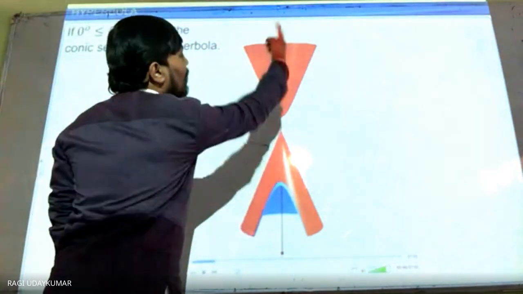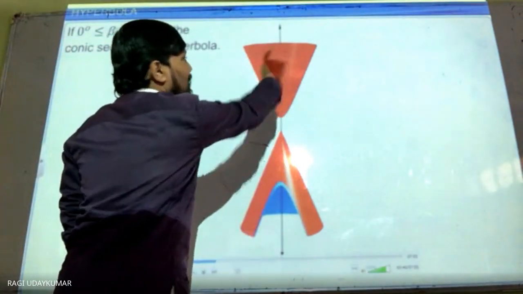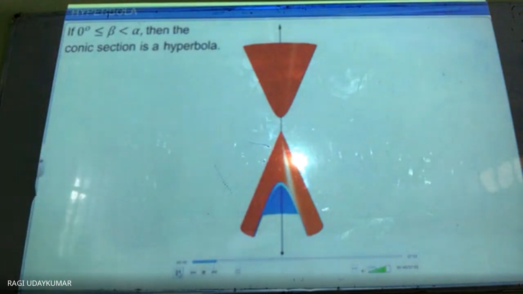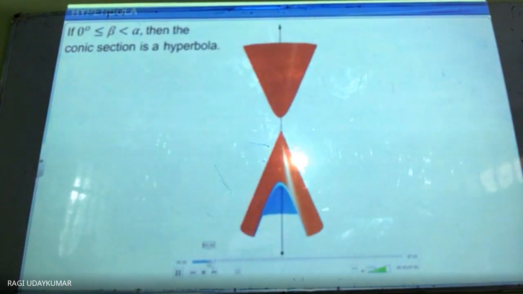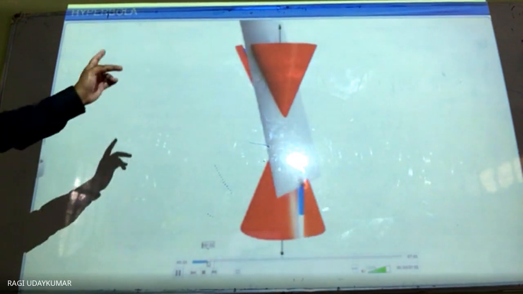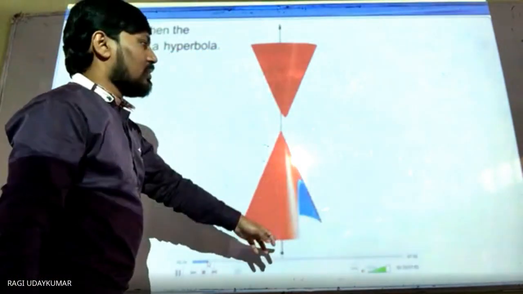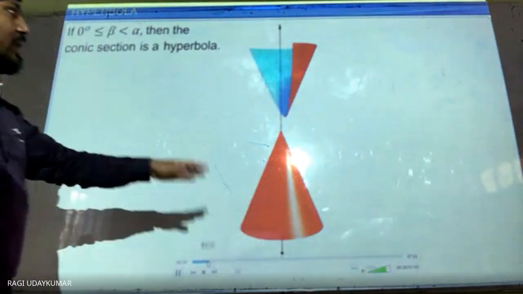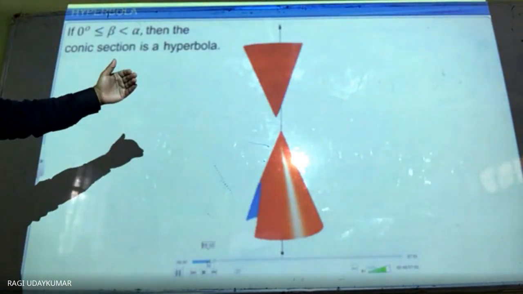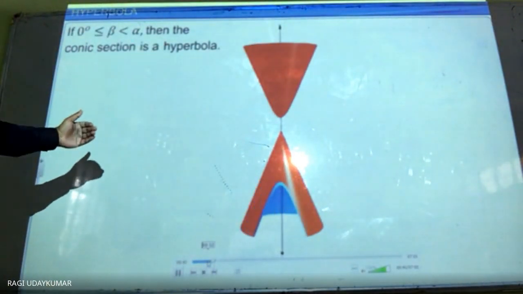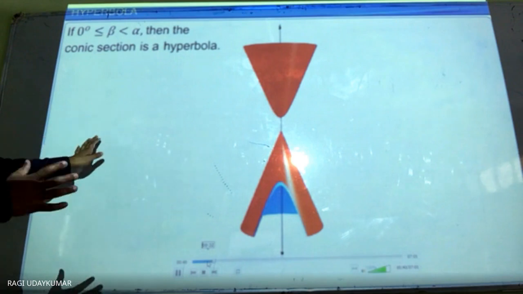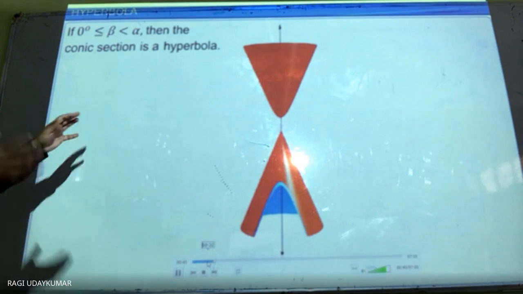Hyperbolic shape. Here, one side will be there, and another side will be there. See, once again, I will show it to you so that you can easily understand. See here. When it cuts this, that part will be cut out. So whatever shapes we get, these two shapes like this, these two together are called a hyperbola.